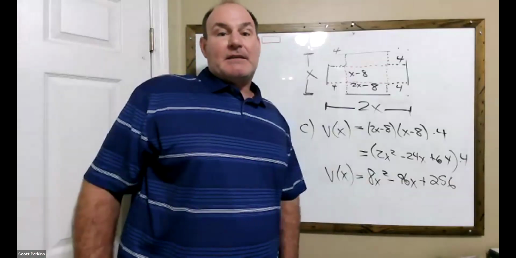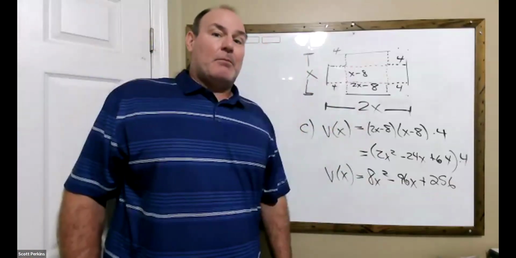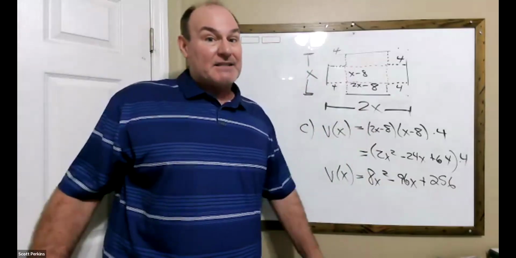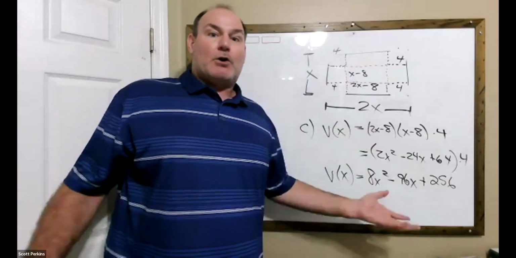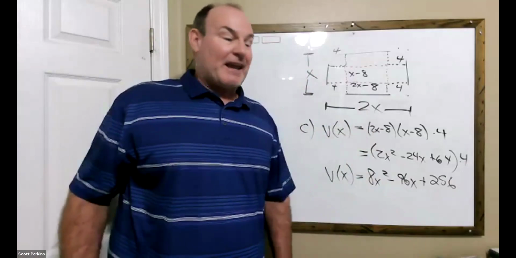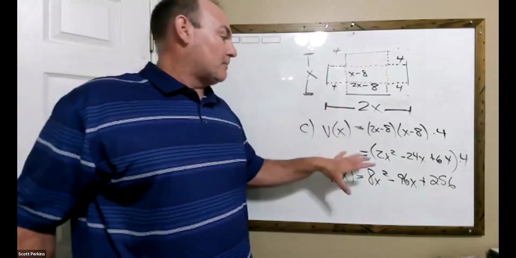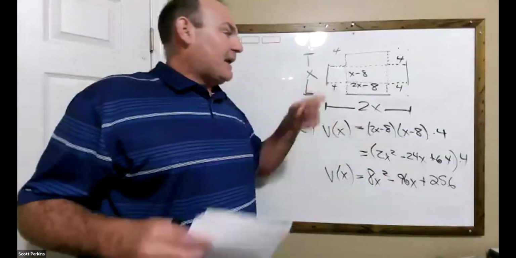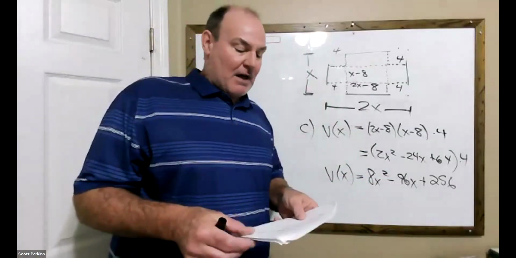Where would you use something like this? Again, this is a simplified example, but there are people that actually design boxes for the things that we buy in the grocery store or when we order stuff on Amazon. And so this is how they would determine the volume depending on the original dimensions of the box.